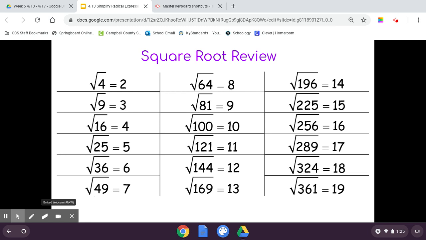All right, so we're going to start with a square root review. So these are some of your square roots. Remember that the square root of 1 is 1, and the square root of 400 is 20. You're going to need this page to go back and reference a lot. It would be a great idea to write it down yourself, or if you already have it memorized, that's awesome also.